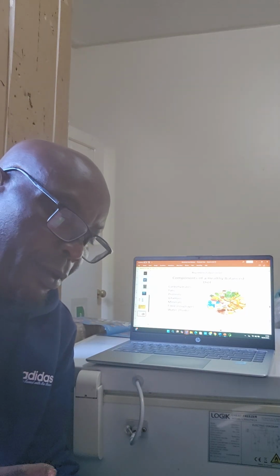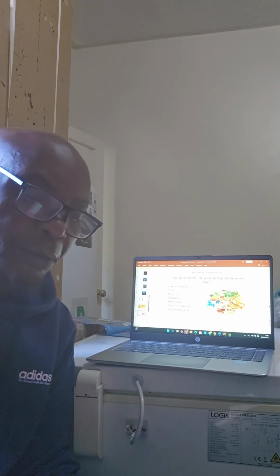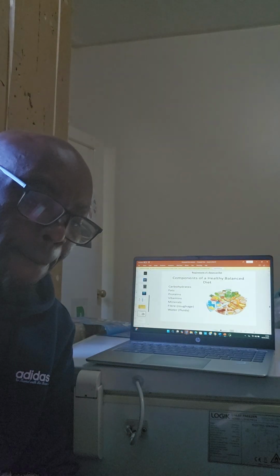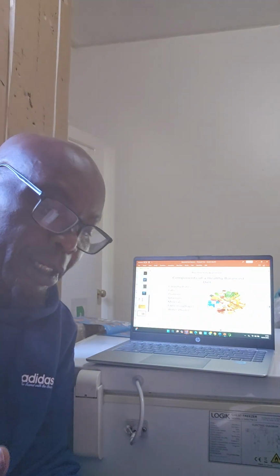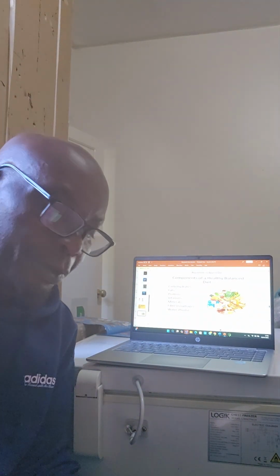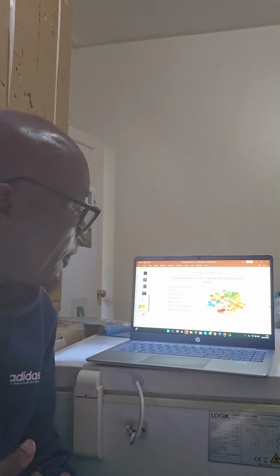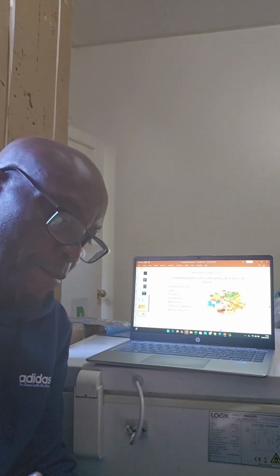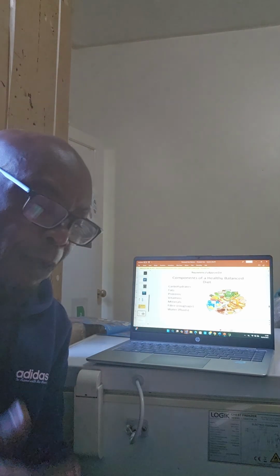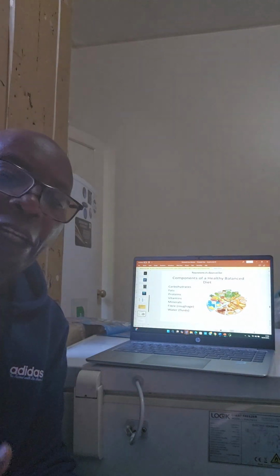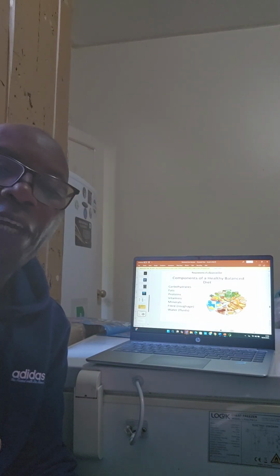Protein. Protein builds body and repairs tissues. Sources of protein include meat, fish, egg, legumes, and dairy products. Fat. Fat produces energy and aids in absorption of certain vitamins. It is found in food like oil, nuts, fatty fish, and seeds.